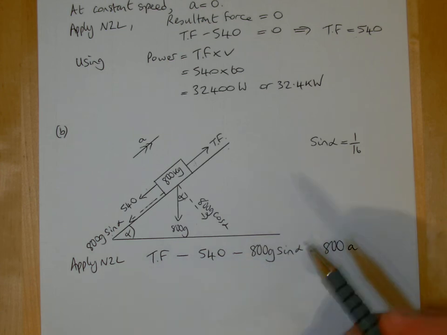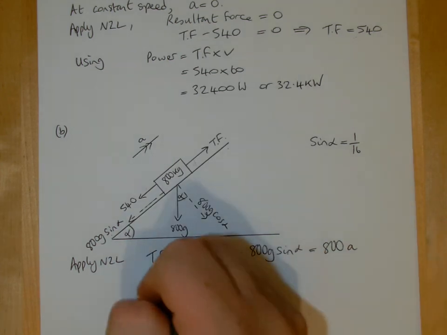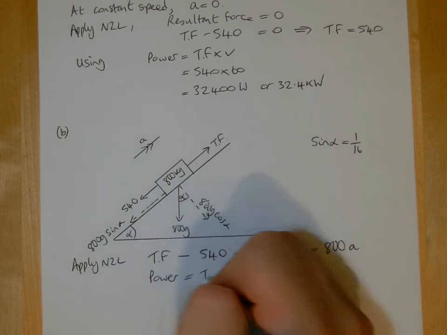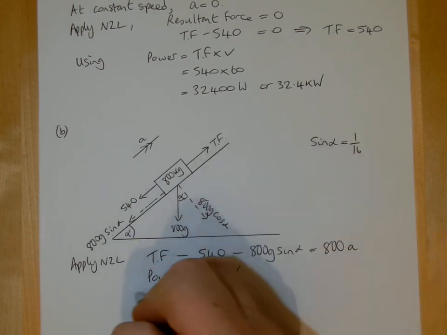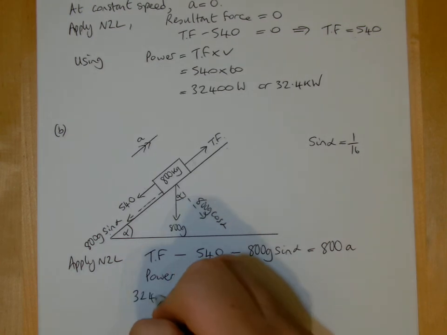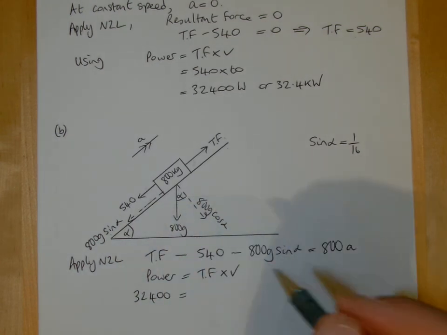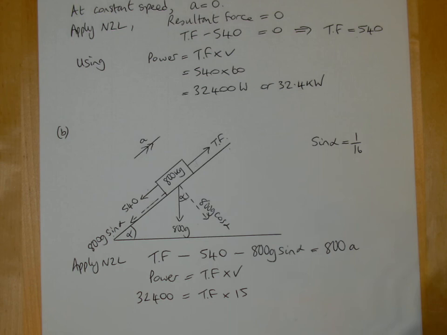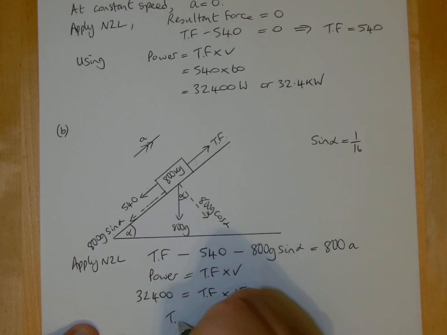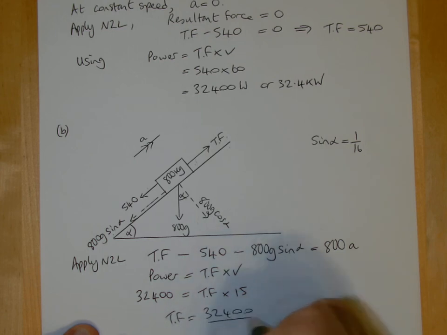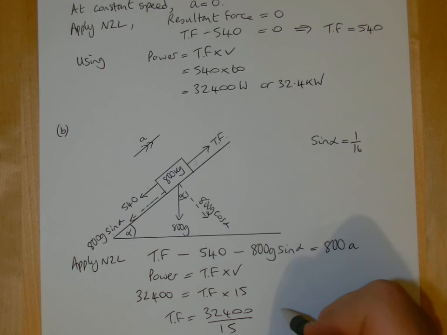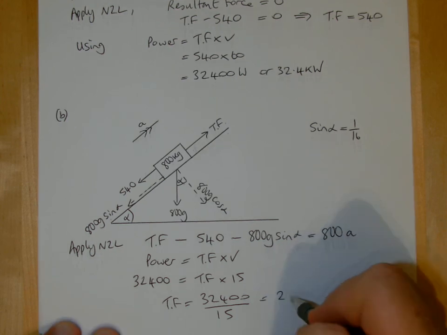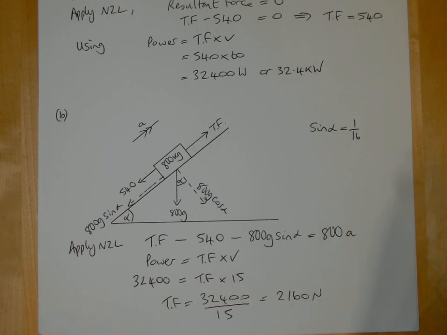Let's go back then to the power formula. Don't forget now, power is tractive force times velocity. We know the power in this case is 32.4 kilowatts, so 32,400. Tractive force, we don't know, but we know the velocity is 15. So from here, connecting these, we can work out what tractive force is. Tractive force will equal 32,400 divided by 15. And if we work that out, we get 2,160 newtons.